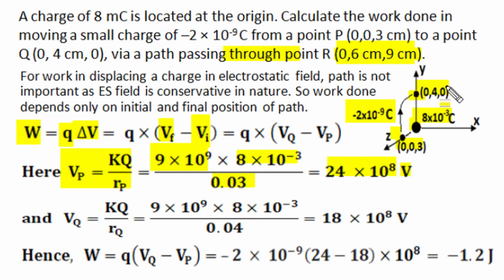Similarly, the final point coordinate Q is at a distance of 4 centimeter. So at 4 centimeter distance converted into meter, the potential of source charge capital Q, 8 millicoulomb, is given as 18 into 10 to the power 8 volt.